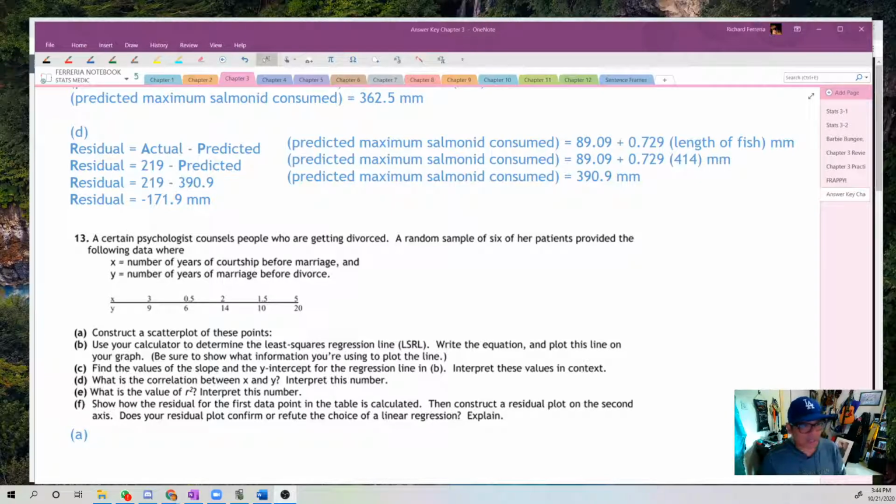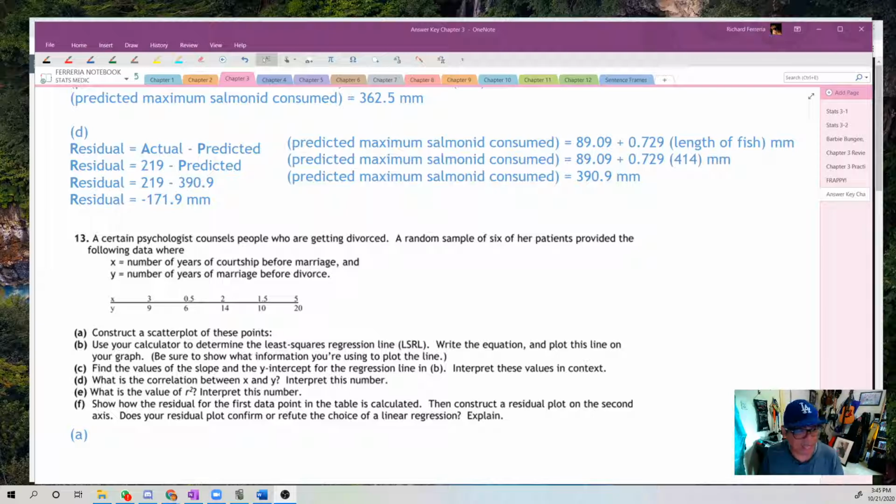A certain psychologist counsels people who are getting divorced. Well, there you go. AP Stats, we get all the cheerful subjects. A random sample of 6 of her patients provided the following data, where X is the number of years of courtship and Y is the number of years of marriage. So if we take a look at that first data point, 3-9, that means that first person was only dating for 3 years and they got divorced after 9 years. Yay! Look how fun this is.